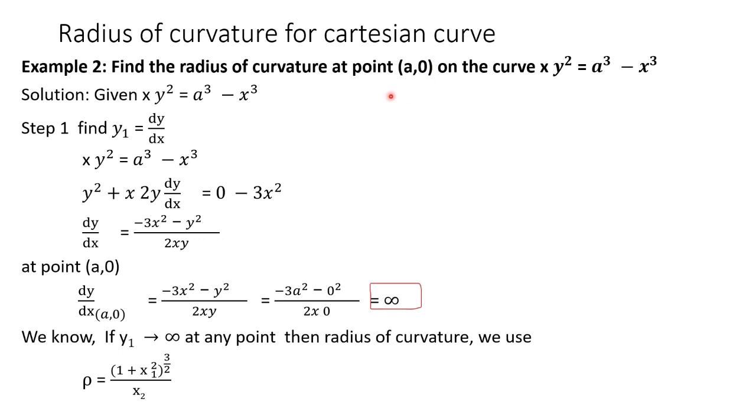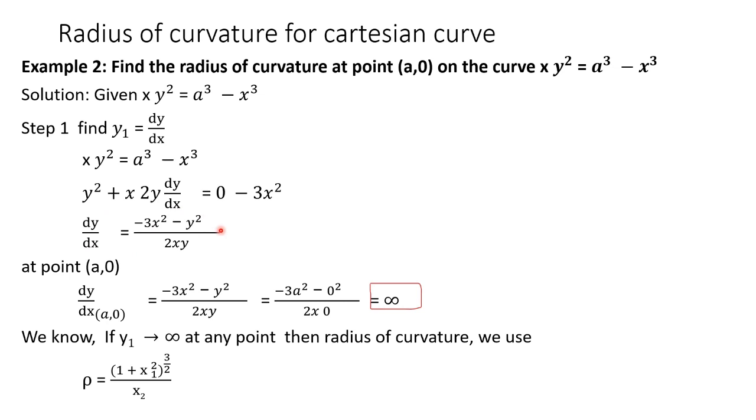Solution, given this. Step 1. Find y1 that is dy by dx. Here, xy square, so product rule: first keeping y as constant differentiate x is 1, we get y square, plus, now keeping x as constant and differentiate y square, is 2y dy by dx, is equal to a is constant hence differentiating it is 0 and minus x cube becomes 3x square. Rearranging, bring dy by dx to left side and all the other terms to right, we get this.